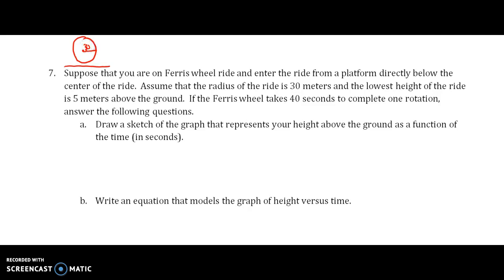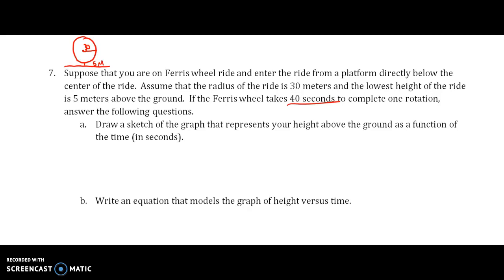30 meters. Okay, and then the lowest height, so all the way at the bottom, is 5 meters. So this distance here is 5 meters. Okay, if the Ferris wheel takes 40 seconds to complete the rotation, so starting here where you get on, it doesn't matter which direction you go, either way, clockwise or counterclockwise, it's going to take you 40 seconds to go around.